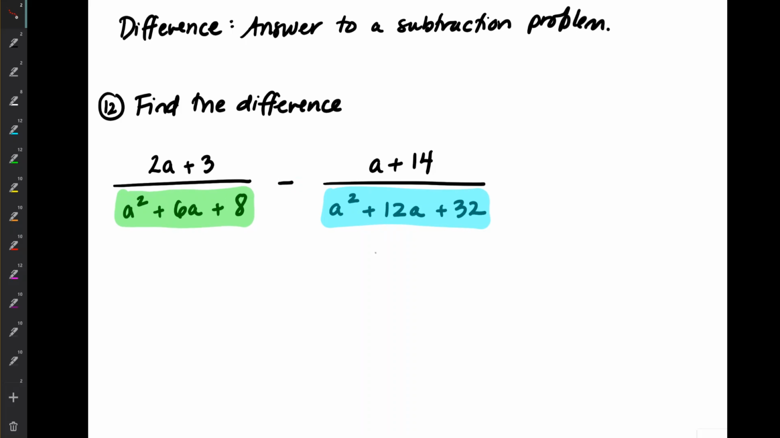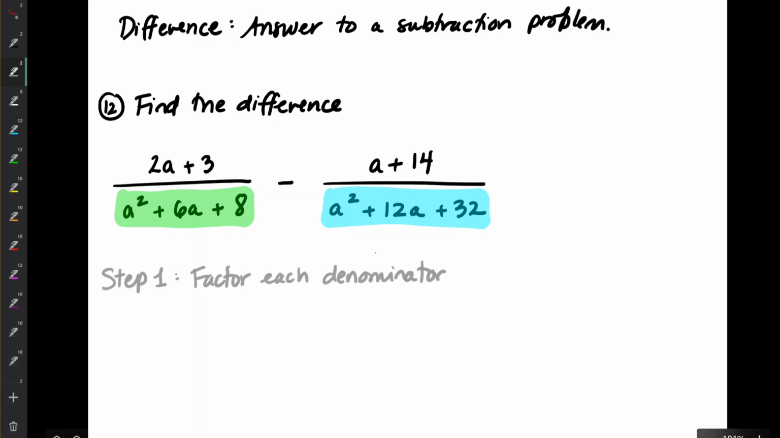The first thing that we want to do is factor each denominator. The reason for this is that that'll help us find the least common denominator, because as we know, when you're subtracting fractions, you need like terms, you need a common denominator. So step 1, factor each denominator.